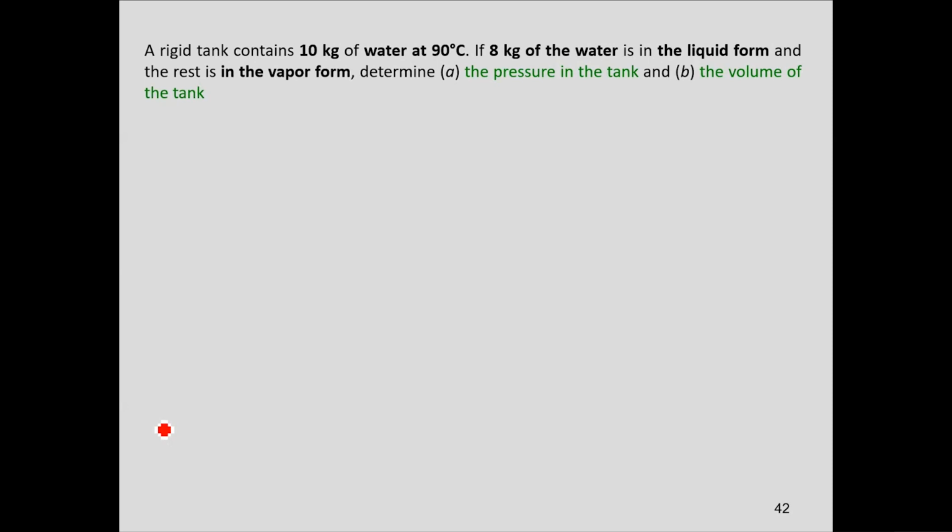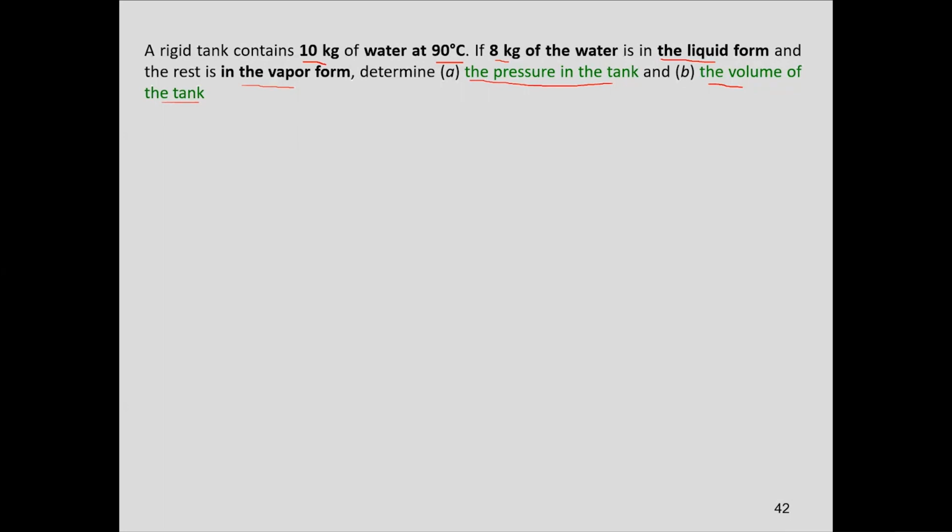So let's look at the first example and kindly guide me how we can solve it. This example says that a rigid tank contains 10 kg of water at 90 degrees centigrade. It further says that if 8 kg of the water is in liquid form and the rest is in vapor form, you have to determine number one, the pressure in the tank, and number two, the volume of the tank. Is the example clear? Yes, sir. All right.